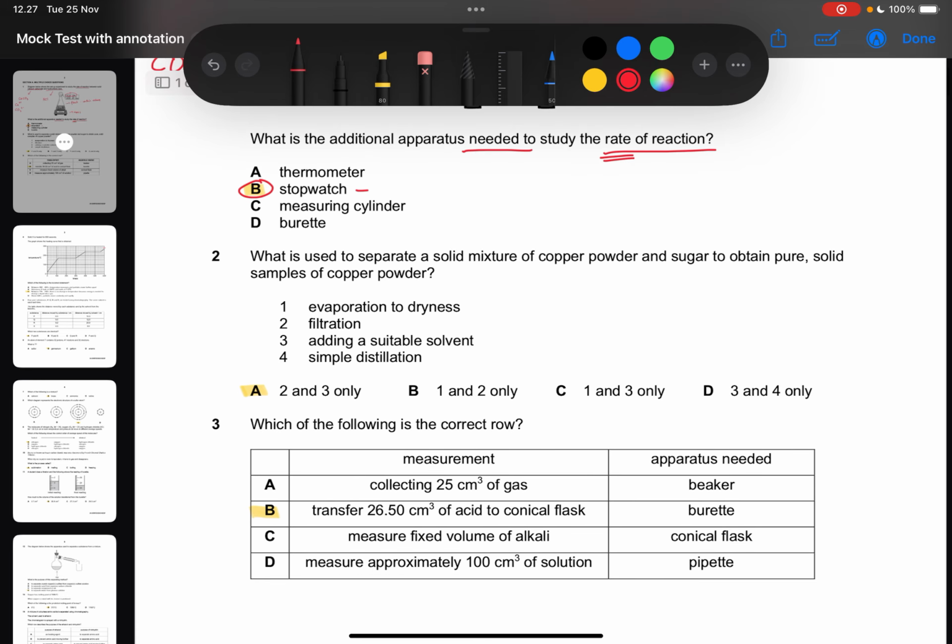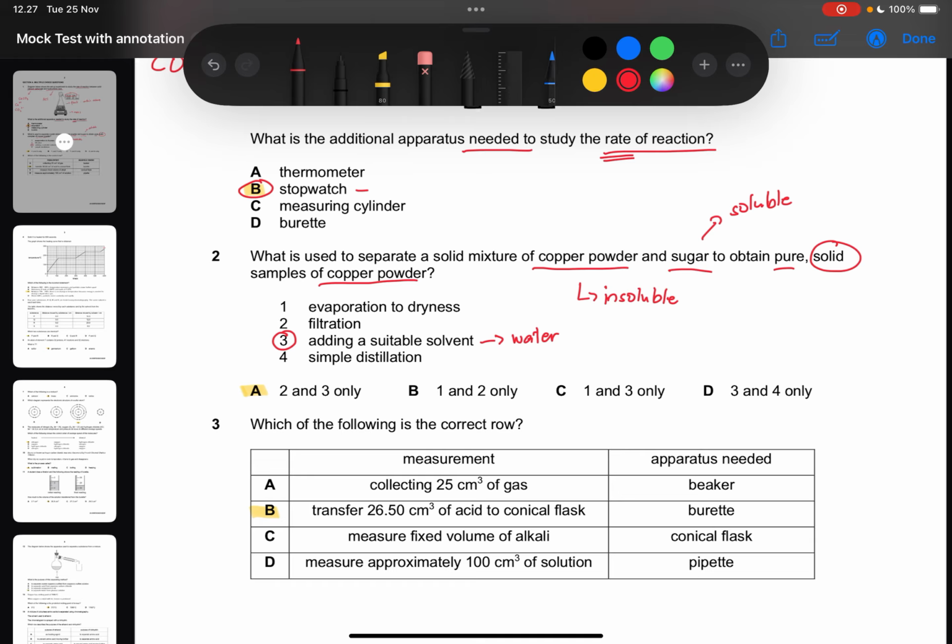Question number 2. What is used to separate a solid mixture of copper powder and sugar to obtain a pure solid sample of copper powder? So what are the steps that we need to do? Copper powder is insoluble while sugar is soluble in water. So the first thing that we're going to do is to add a suitable solvent. In this case, it's water because we want the sugar to dissolve.